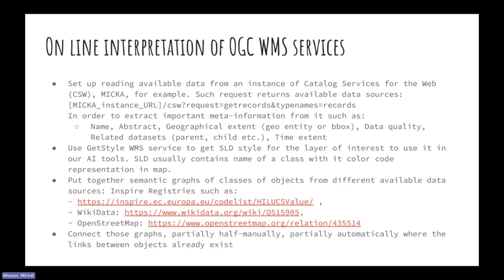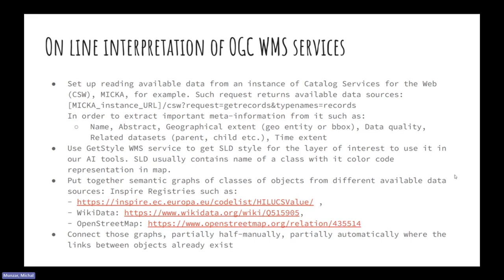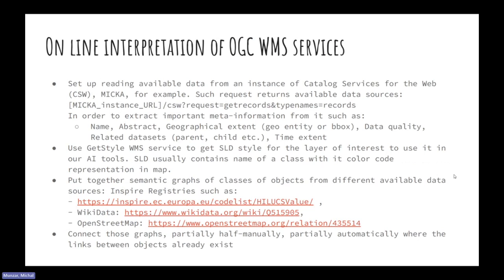So the next issue is interpretation of OGC WMS services. People who are dealing with GIS know that this is the most often used service for publishing of geospatial data, but unfortunately, this service is not very friendly for machine interpretation. So I would like to ask Dima or Matusz, who will explain what is the idea and how it works.